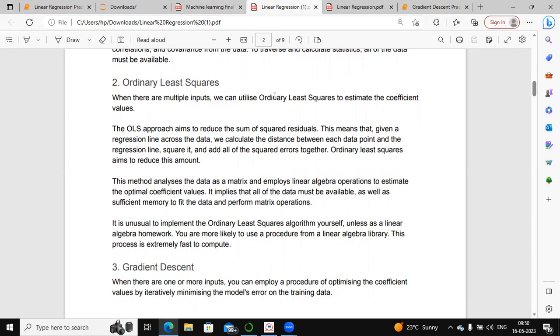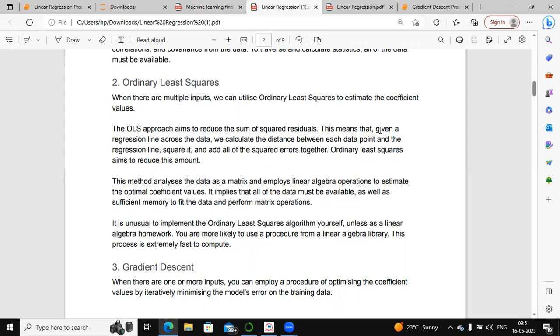When there are multiple inputs, we can utilize ordinary least square to estimate the coefficient values, that is B0 and B1. The ordinary least square approach aims to reduce the sum of square residuals. That's what I said. We have to reduce the sum of square residuals, that is the cost function.